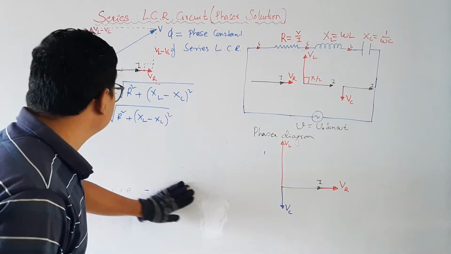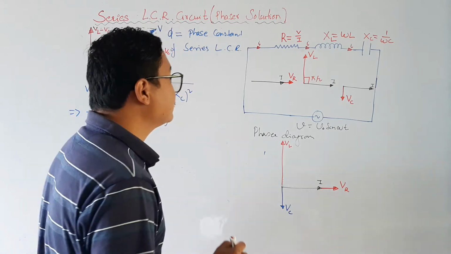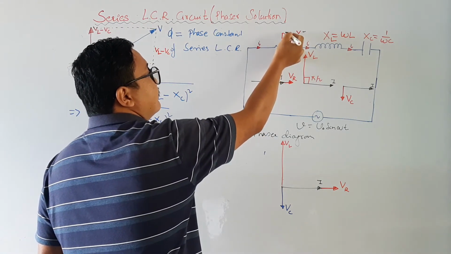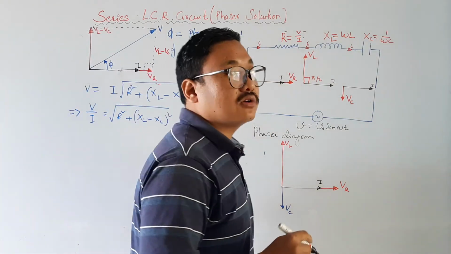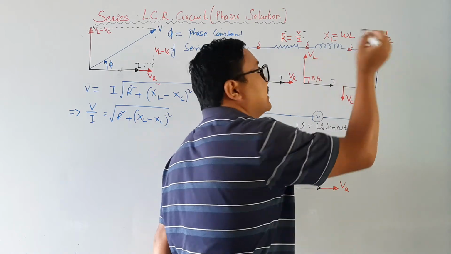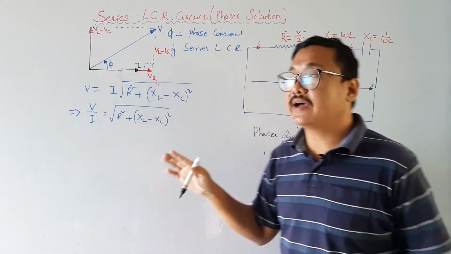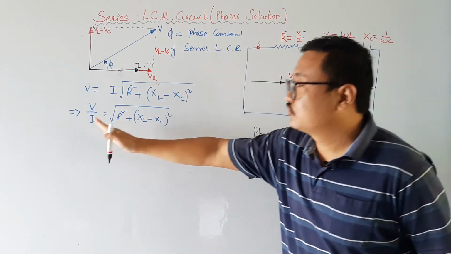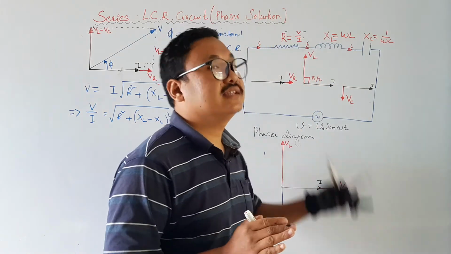Now can you tell me what is V by I? V by I is resistance, isn't it? But this V by I is the resistance of the entire circuit. Please remember, this V by I is the resistance offered by this entire circuit. So this V by I is called the impedance of this series LCR.